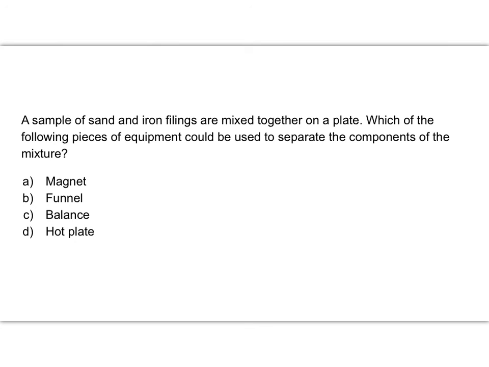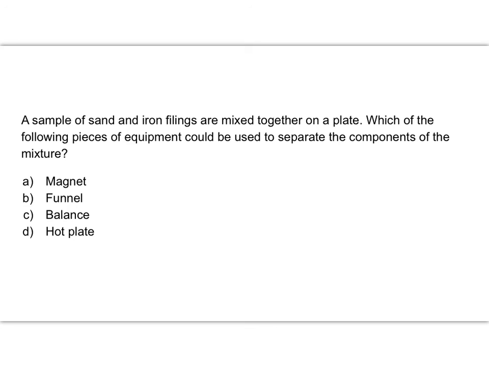Okay, if you have sand and iron filings mixed together, which of the following pieces of equipment could be used to take them apart? Well, you want to think about what are the properties of sand and iron that you might take advantage of. Could you separate them with a funnel? Not necessarily, because if you put any kind of filter in there, the sand and the iron are both going to get stuck in the filter, and that doesn't really help you. You can't weigh them out from each other, and if you heat them up, neither one of them has a very low melting or boiling point, so that's not really going to help.